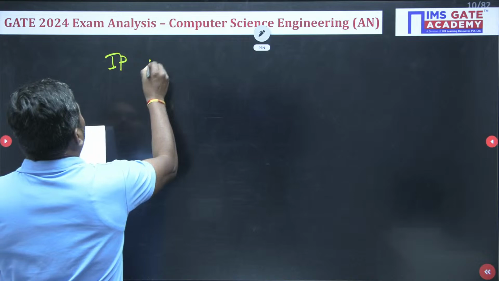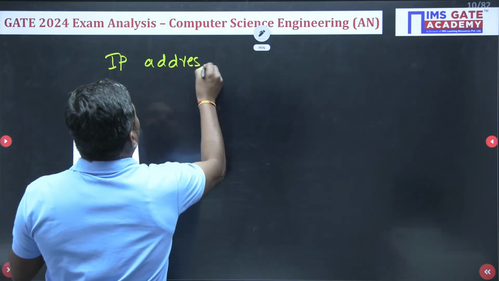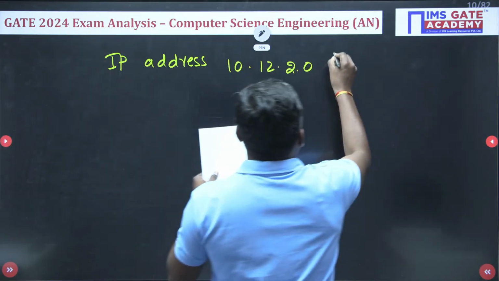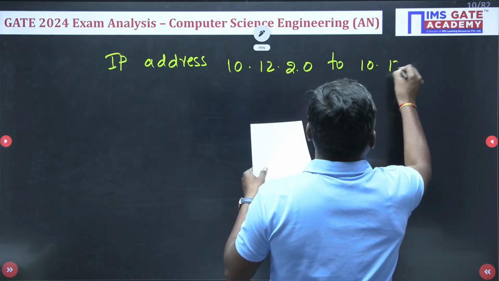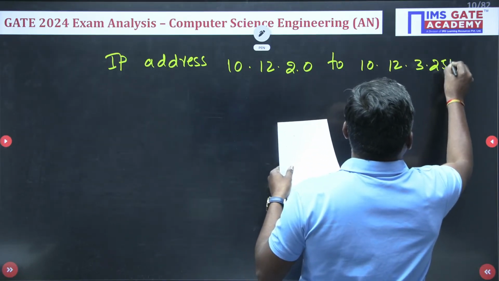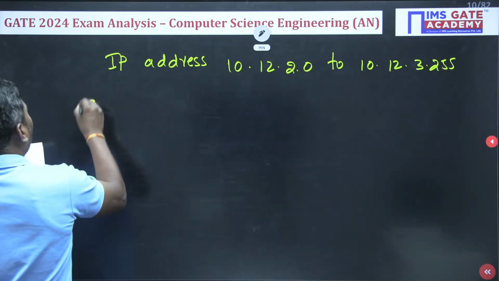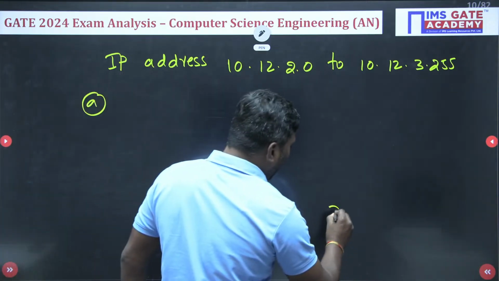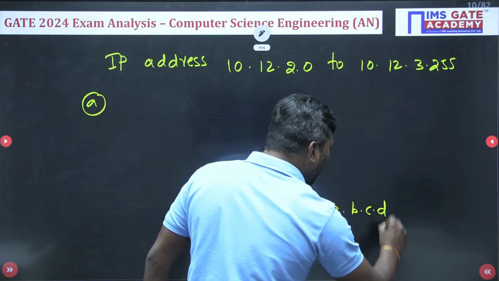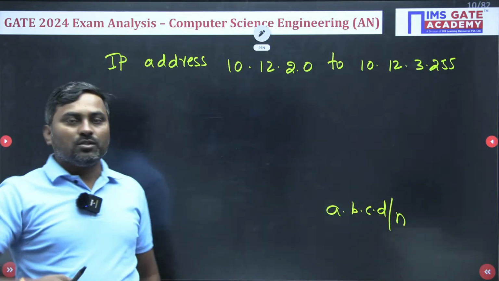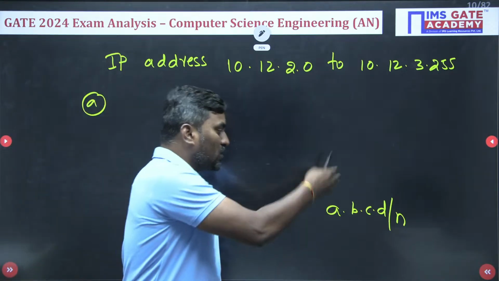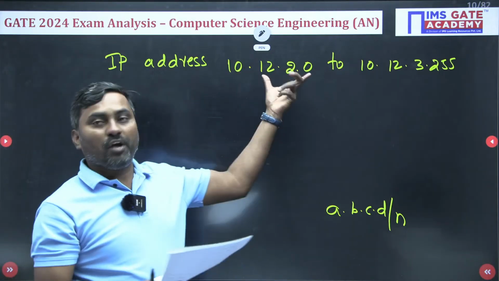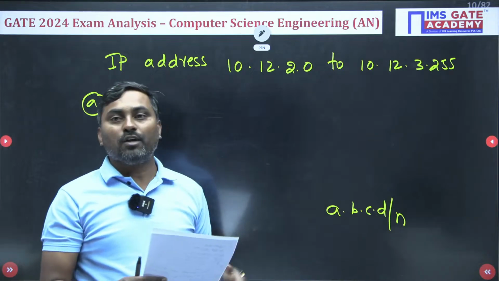So they have given a range of IP addresses: 10.12.2.0 to 10.12.3.255. Now they are asking, what is a valid CIDR? CIDR, you know the definition, right? CIDR is A.B.C.D followed by a suffix /n. This n indicates the number of bits for the network part. In this format they want to show the range of a block of IP addresses. For this they are asking for the CIDR notation.